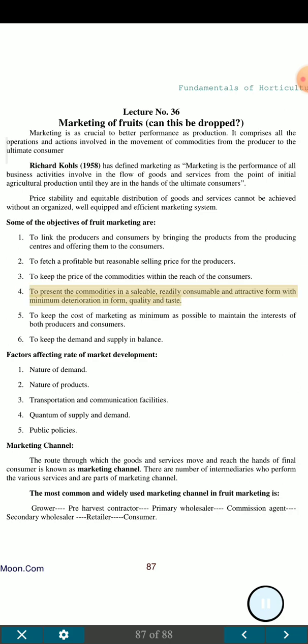4. To present the commodities in a saleable, readily consumable and attractive form with minimum deterioration in form, quality and taste. 5. To keep the cost of marketing as minimum as possible to maintain the interests of both producers and consumers. 6. To keep the demand and supply in balance.